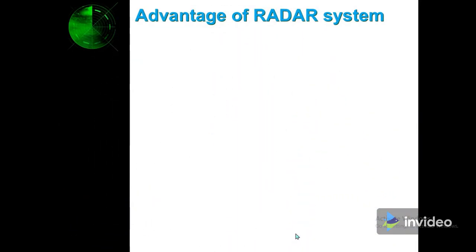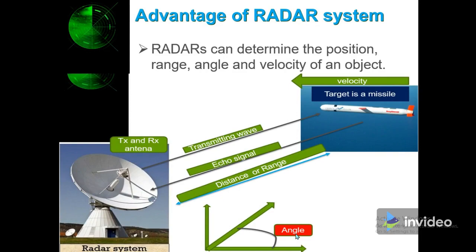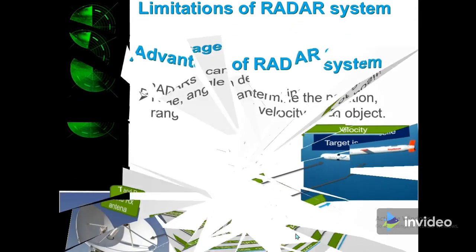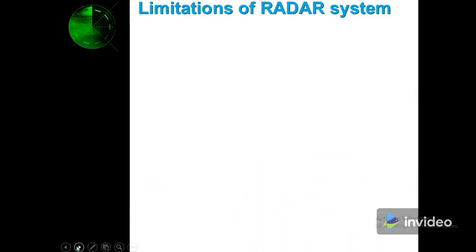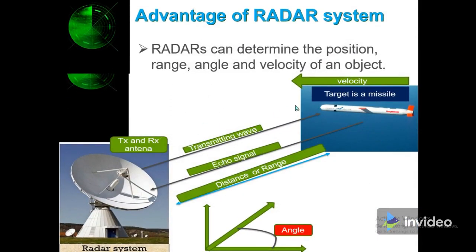Now, one more advantage is radar can determine the position, range, angle, and the velocity of an object. As I already said, velocity is the speed. Angle is where it is present, and position and range are the distance.